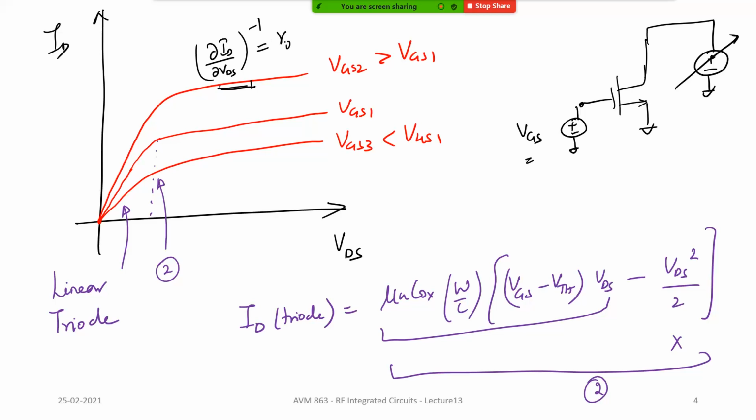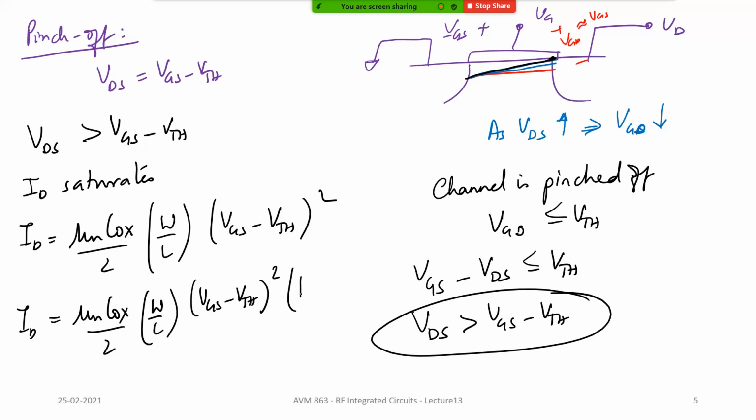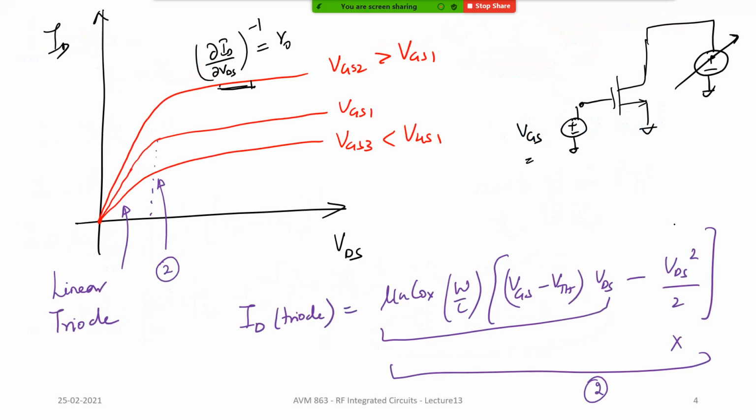Inverse of the slope is what is called a parameter called R0. To include that effect, we can say mu n Cox divided by 2, W over L, (VGS minus VTH) the whole square, into (1 plus lambda VDS). Lambda is a constant, which says that the current slightly depends on VDS, and this lambda shows you how much this dependence is going to be. As you go to lower and lower technology nodes, this curve starts becoming more and more steep. It doesn't become very saturated.